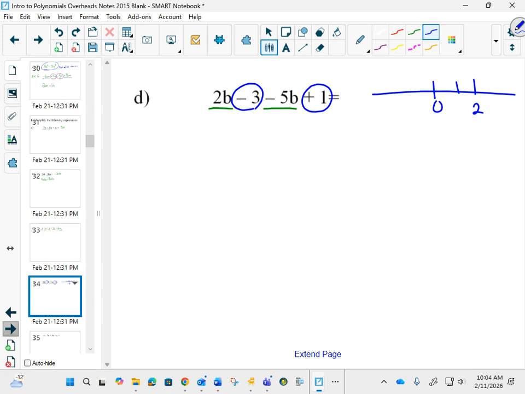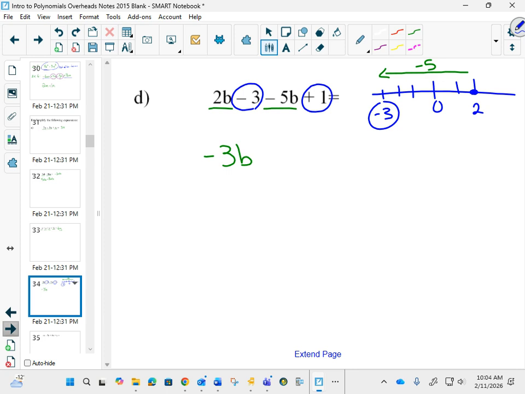If I have 2b minus 5b, that means I'm starting at 2, and subtraction is to the left, minus 5. So I have to think, where am I going to end up? Negative 3. So I'm going to have negative 3, I'll do it in green, because I put the green underlined ones together. Negative 3b.